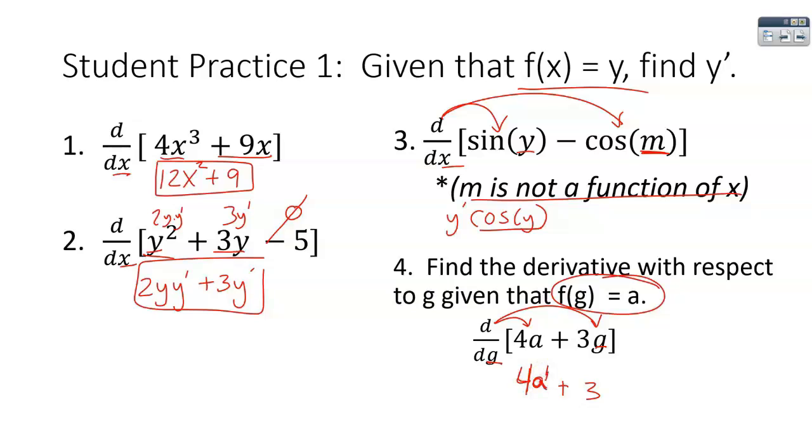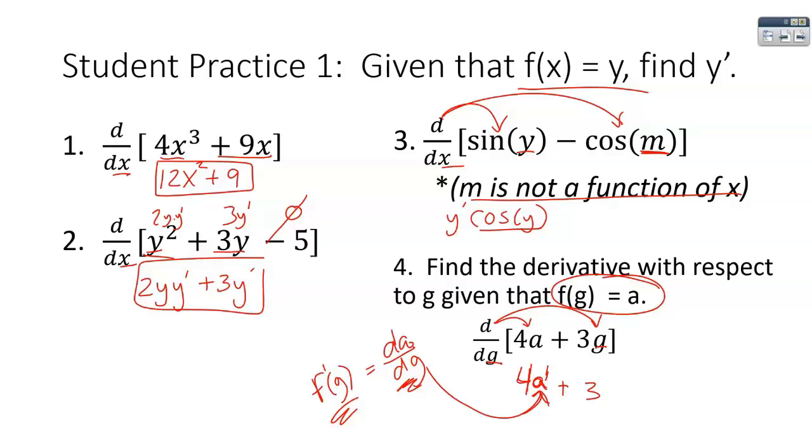By the way, another way to write a prime in this case would be the derivative of a with respect to g. That's the same thing as this. It's just another way to write it. Another way you could write it is you could say f prime of g. That would also work. Okay? So either of these symbols could have gone right here. I just find it a little bit easier to use a prime.